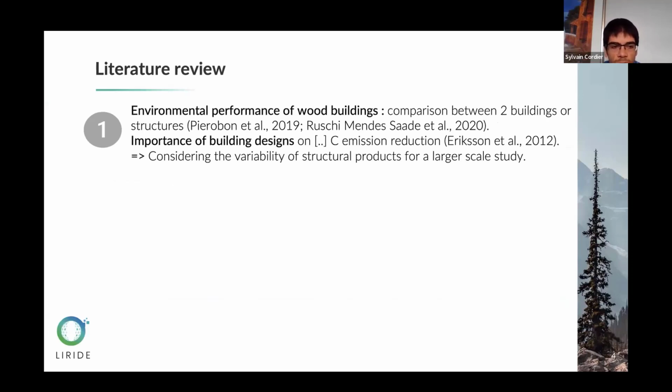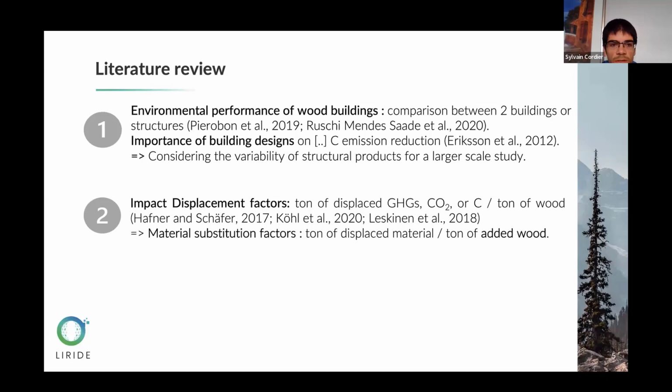The environmental impact of wood buildings, usually compared to other materials, has been continuously studied using a comparison between several individual buildings or between structure types. But because building design is important and has an effect on carbon emissions, and because the environmental benefit of some projects is not easy to extrapolate, there is a need to try to capture the variability of the structural product.